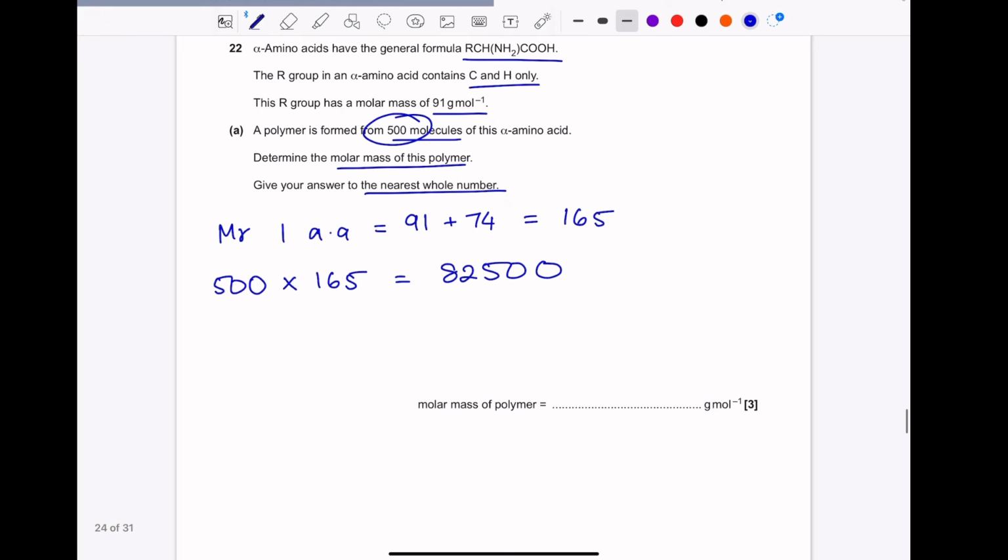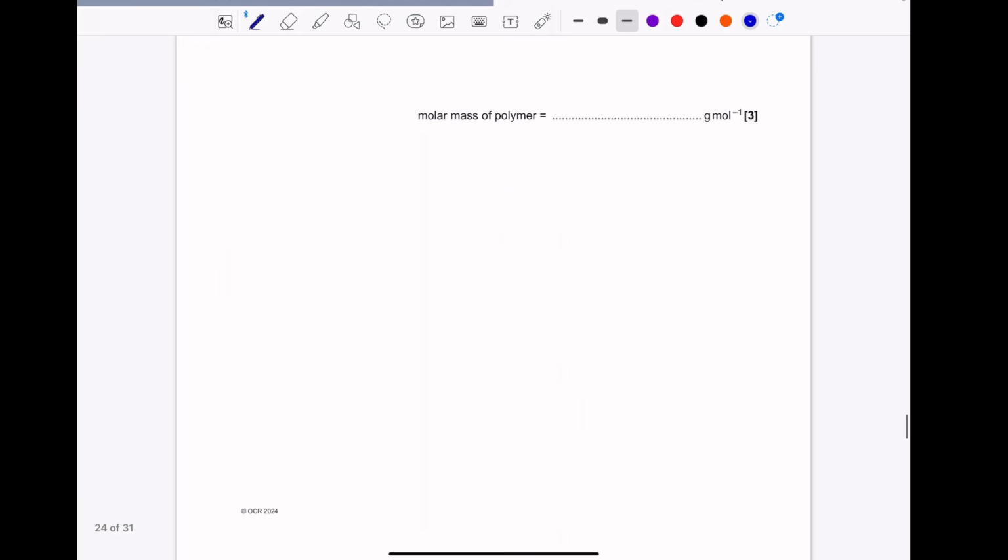Now, this value is the mass of the polymer, but we're forgetting to take into account the water. Now, when you make this polymer, it's a condensation reaction, so water is removed. Therefore, we must account for how much water is removed and subtract it from this number. So if you imagine, if we have 3 monomers together, that's 2 bonds, and for each bond, a water is removed.